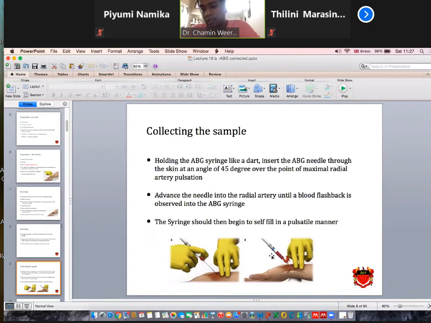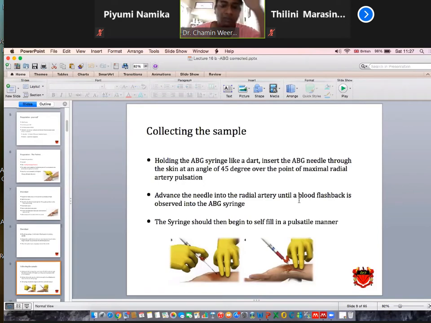But if you advance the needle at a 45-degree angle or at an inclined angle, then the flow will be towards the needle, not at a 90-degree angle. So it will be easier to take the sample. This is important not in healthy patients. Even if you do a 90-degree angle, you will be able to get the sample. But if you can't feel the pulse, then if you do it at a 45-degree angle, it will be easier to get the sample.